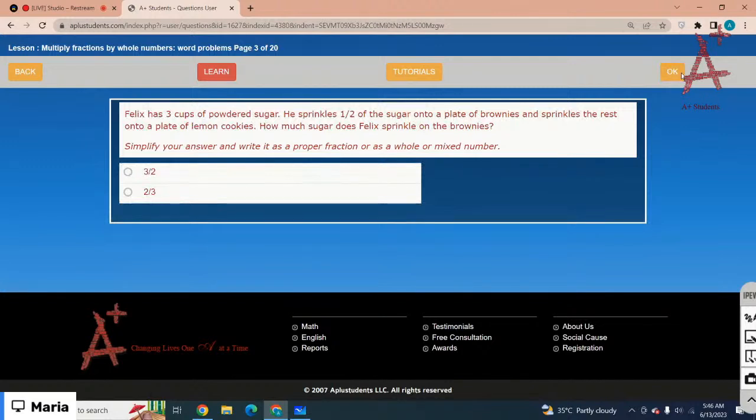Felix has 3 cups of powdered sugar. He sprinkles half of the sugar on a plate of brownies and sprinkles the rest onto the plate of lemon cookies. How much sugar did Felix sprinkle on the brownies? So, which is the correct option?